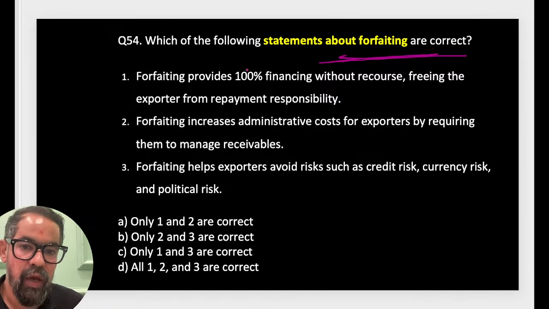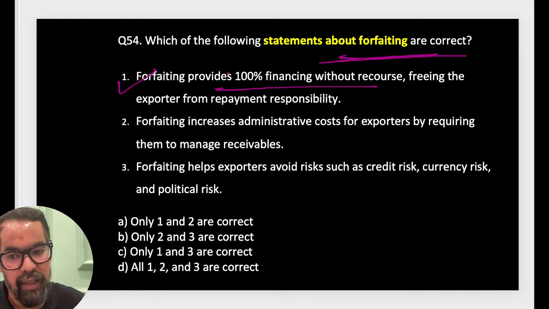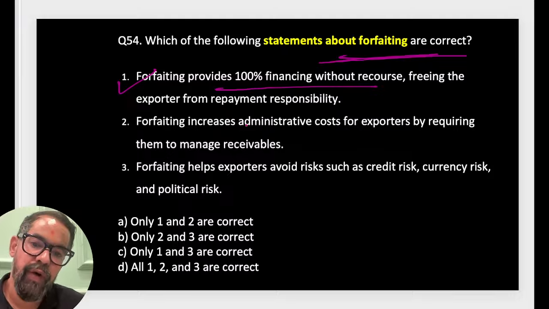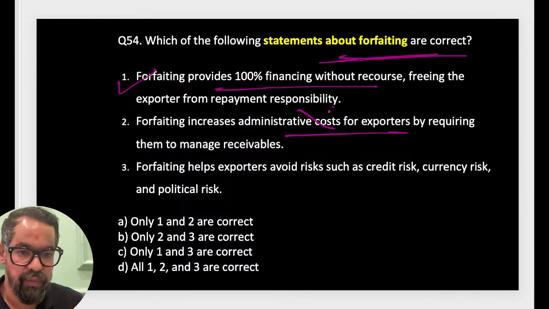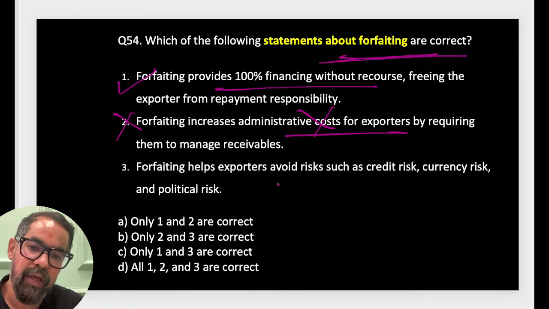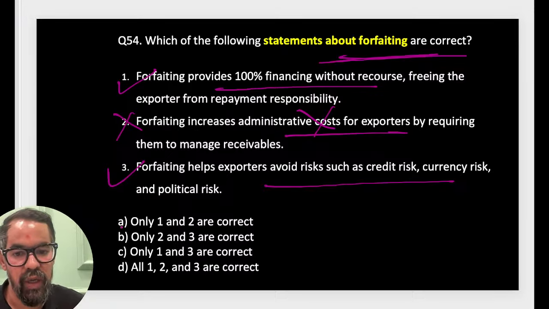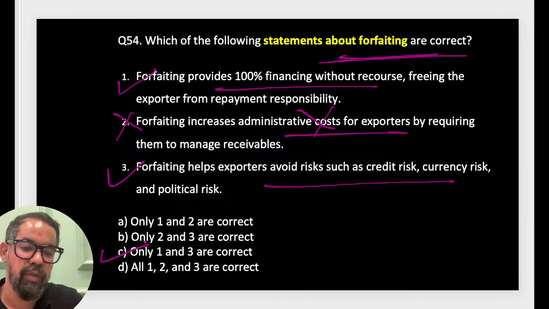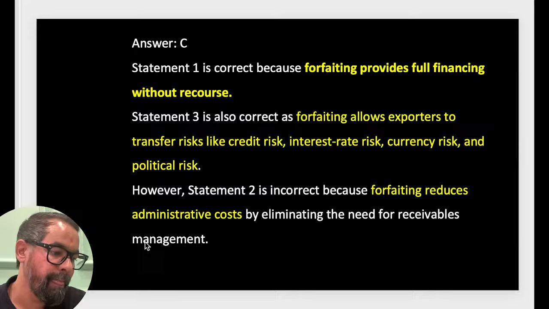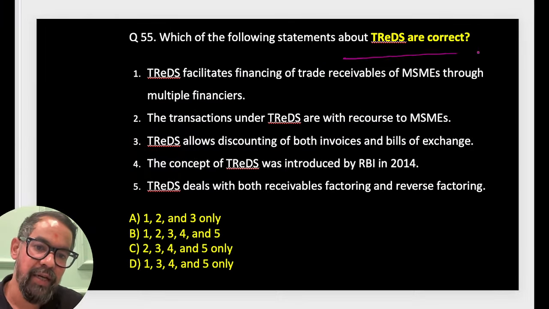Forfeiting provides 100% finance without recourse, because it is backed by LC, 100% true. Forfeiting increases administrative cost, no. For the exporter, they do not have to do anything. Forfeiting helps the exporter avoid risks such as credit risk and currency risk. So 1 and 3 means C will be the right answer for this one. Correct? Yes, absolutely right Tanmay sir. Next one.